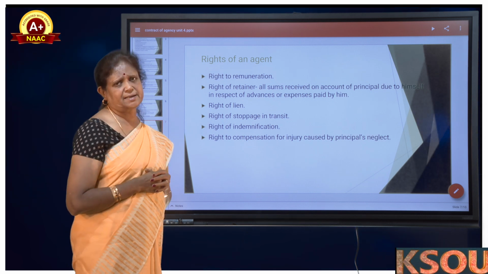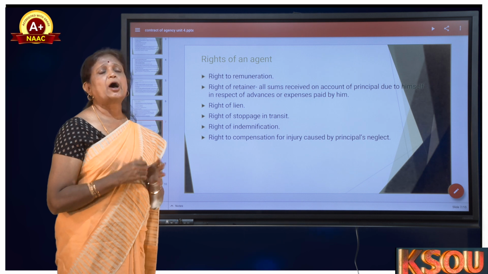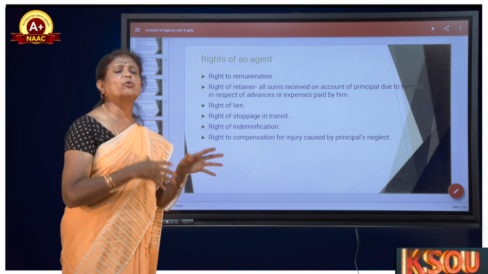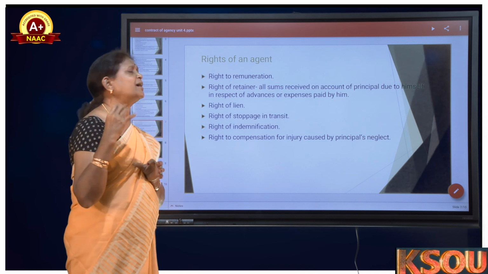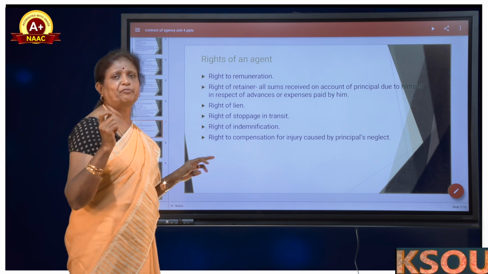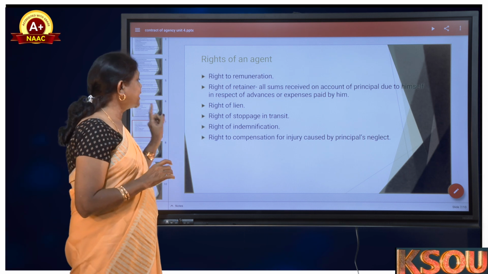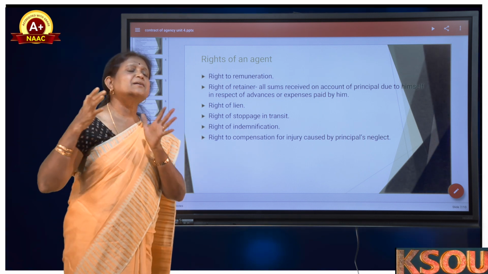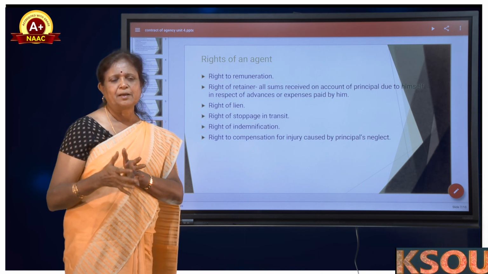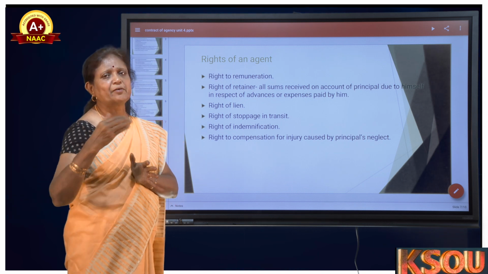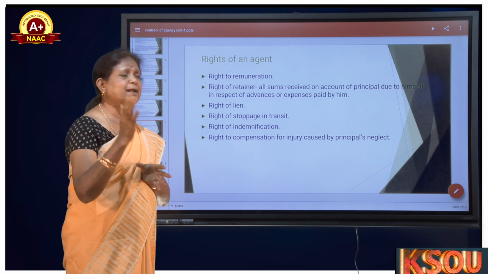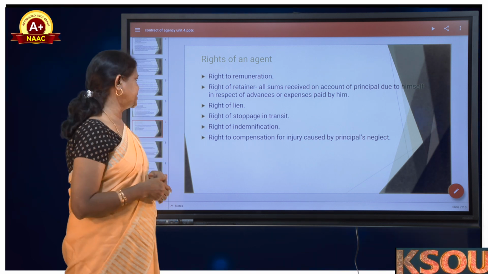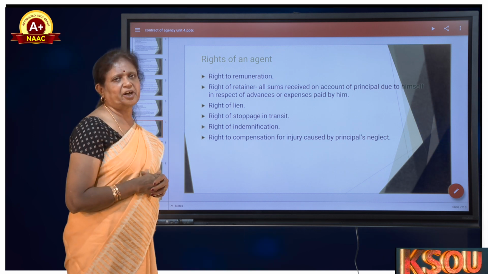Then right to stoppage in transit. Suppose the goods have been put in transportation, so they are out of the hands of the agent, and he cannot exercise his right of lien. In such cases, right of stoppage in transit means he can withhold those goods in transport itself. That means the goods cannot be delivered to the third party unless whatever payment is due to the agent is paid. Then right of indemnification.